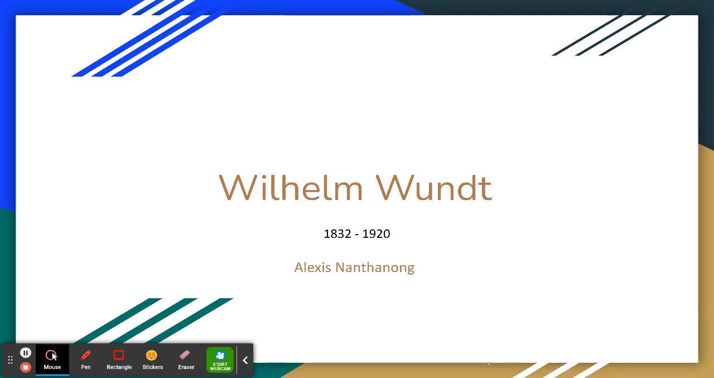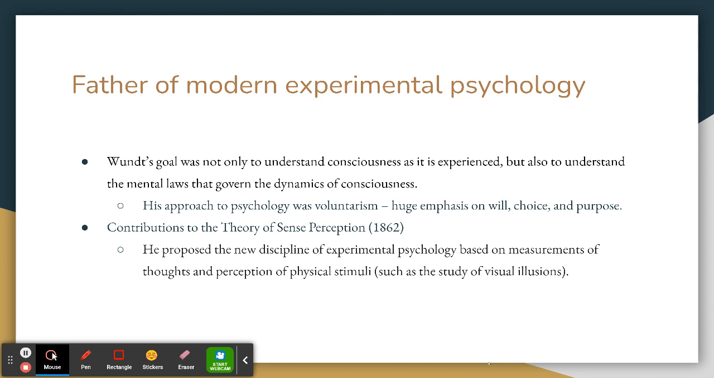My name is Alexis Nanthanong, and this is my presentation on Wilhelm Wundt. Wilhelm was the father of experimental psychology. Wundt's goal was not only to understand consciousness as it is experienced, but also to understand the mental laws that govern the dynamics of consciousness. His approach to psychology was voluntarism, a huge emphasis on will, choice, and purpose.